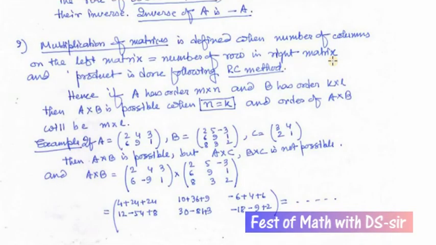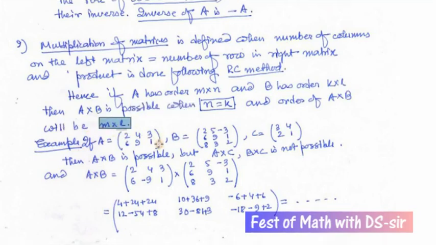So in the product matrix, the ij element will be the sum of the products of the ith row elements with the jth column elements. Hence, if A has order m by n and B has order k by l, then A into B is possible when n is equal to k. This n is equal to this k. And what will be the order of AB? Order of AB will be m by l.